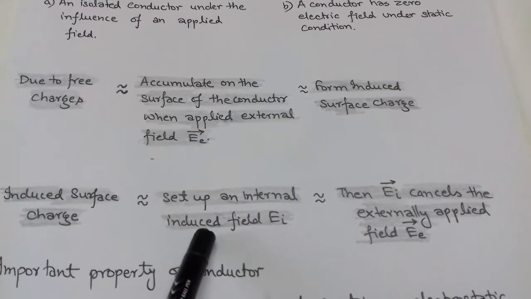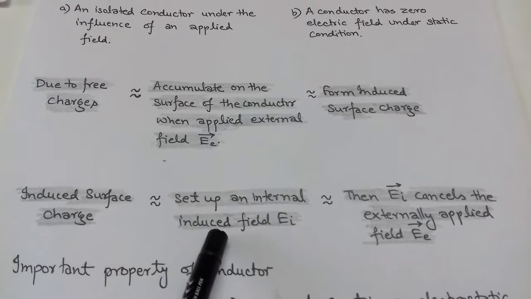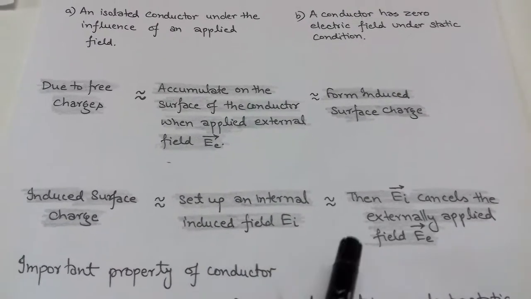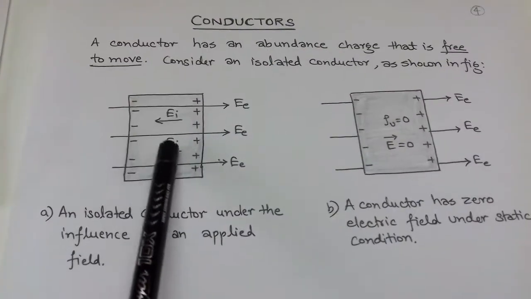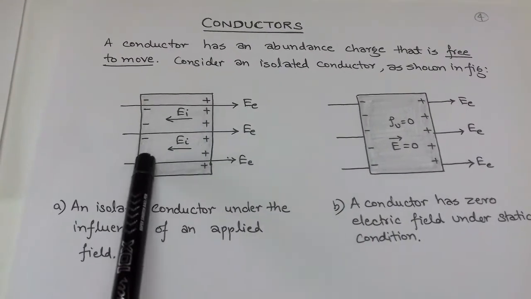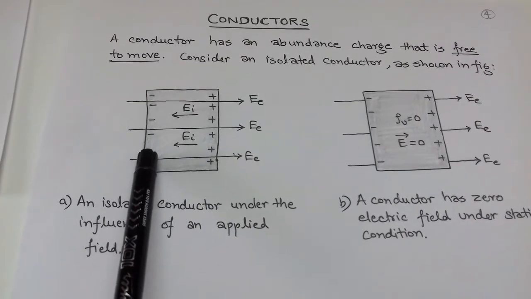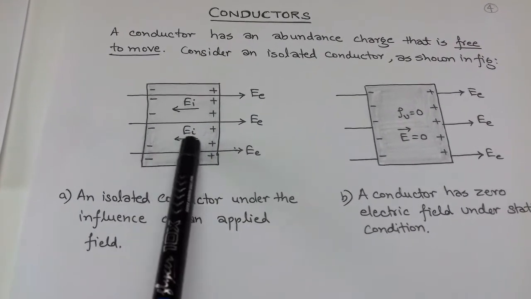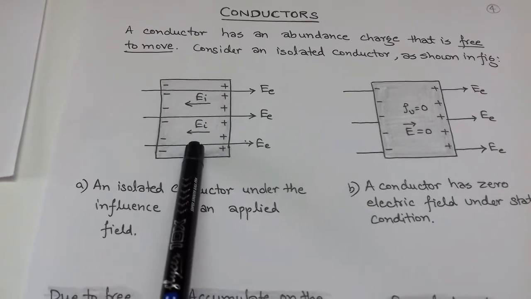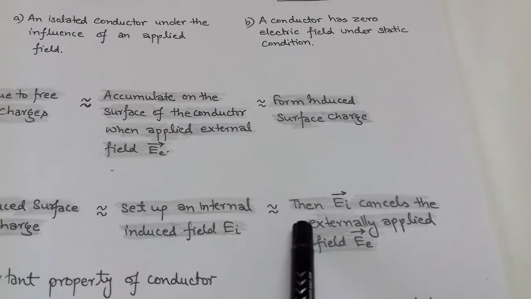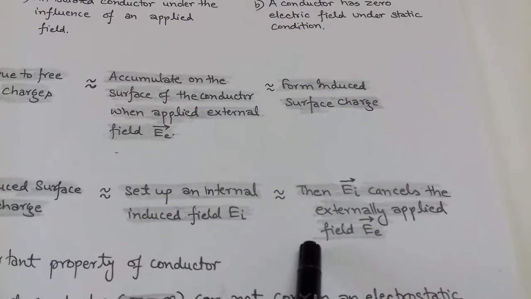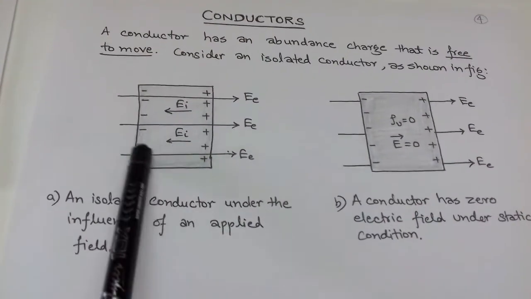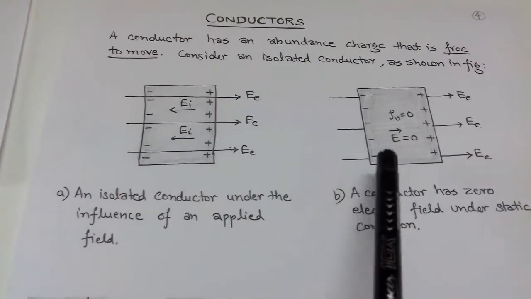Now due to this internal induced field, the internal induced field cancels the externally applied field inside the conductor. So we can say that inside the conductor the electric field is 0. Since the electric field is 0, the volume charge density is also 0 inside the conductor.